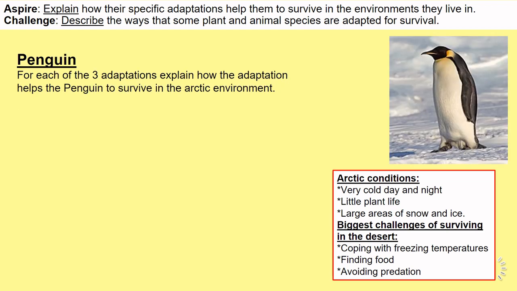Okay, 2 to go. Our third Arctic animal I want you to think about the way it's adapted is Mr. Penguin. So the penguin then is, again, a pretty iconic animal when you think about Arctic regions. And the first adaptation of a penguin I want you to think about is, why is it black on its back but white on its chest?